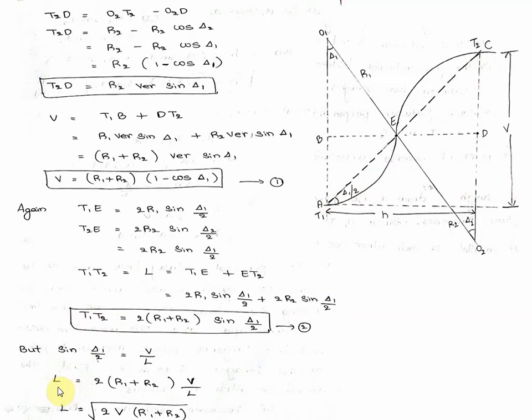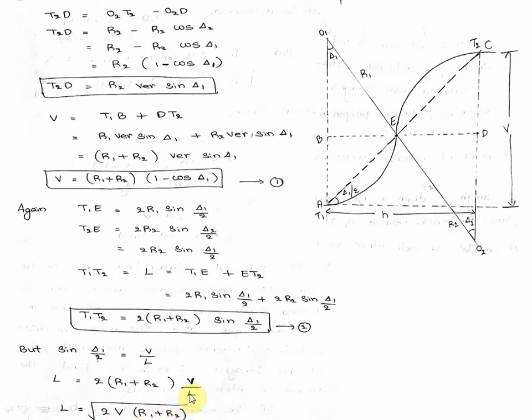So you can write it as L equal to 2 into bracket r1 plus r2. Instead of sine delta 1 by 2, you can write it as v by L, because you can see here sine delta 1 by 2 equal to v by L. So write here v by L. So L equal to root of 2v into r1 plus r2.